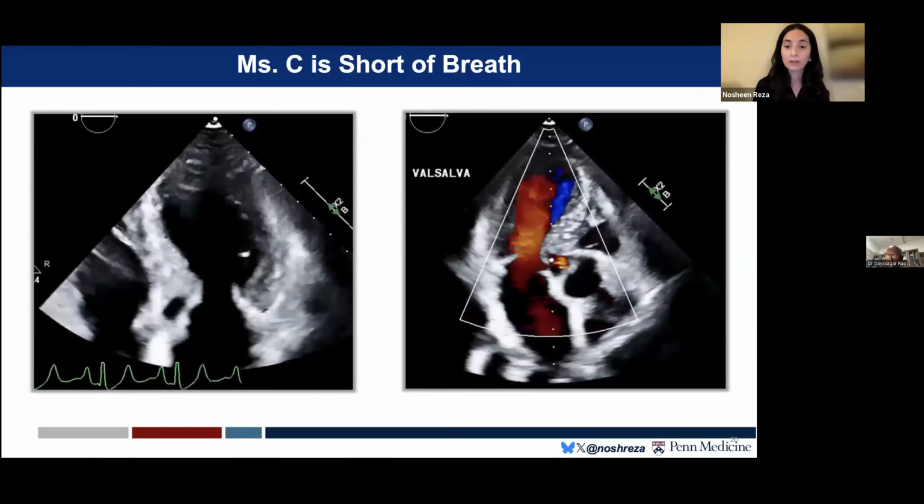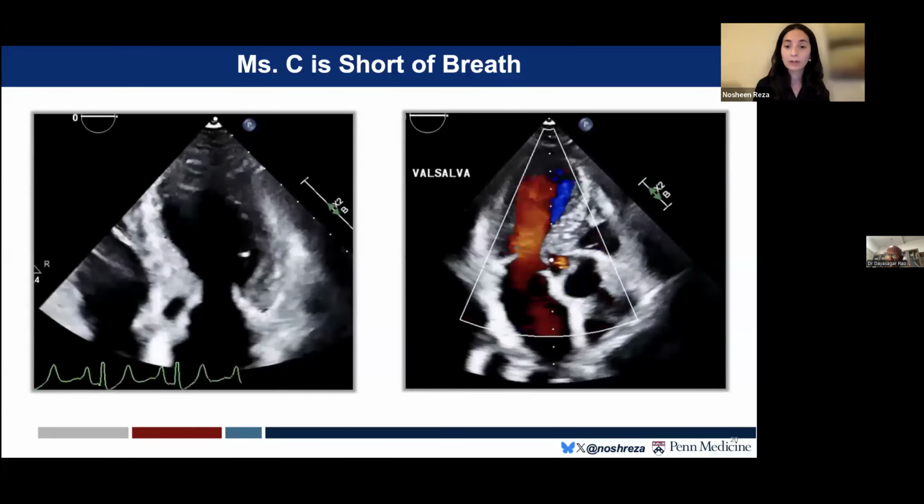this systolic anterior motion of the mitral valve, and you can also see eccentric mitral regurgitation directed along the posterior wall of the left atrium. So this looks like a very classic presentation of asymmetric left ventricular hypertrophy, left ventricular outflow tract obstruction, systolic anterior motion of the mitral valve, all consistent with hypertrophic cardiomyopathy.